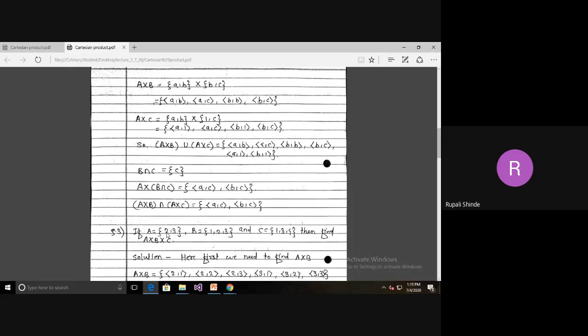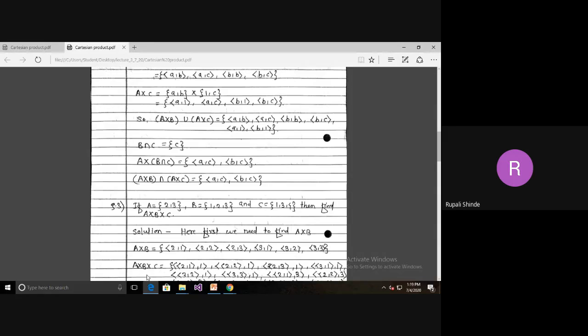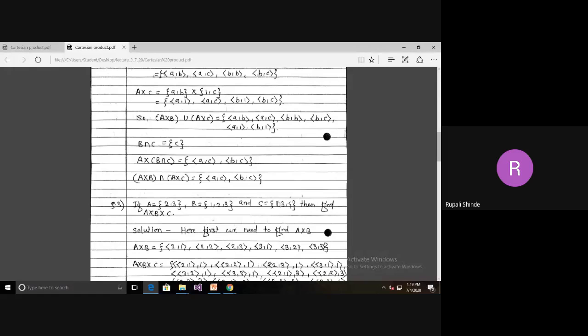So, first ordered pairs 2 comma 1, then 2 comma 2, 2 comma 3. Then for the second element of A, that is 3, 3 comma 1, 3 comma 2 and 3 comma 3. So, till now we have found A Cartesian product B. Now, we have to take its Cartesian product with C. Again, now we have to consider this A Cartesian product B as the first set.